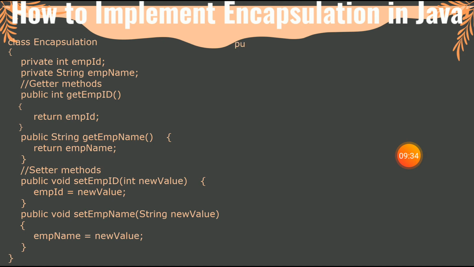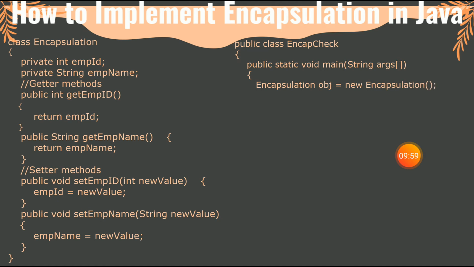So again, public class. Now after writing these getter and setter methods, we have to check how it is running. So public class EncapCheck, public static void main(String[] args), the main method that we always have to write. So we create the object of the class Encapsulation, obj, the object of the class, and new is the keyword to create the encapsulation object, and through the object we are setting the employee ID.